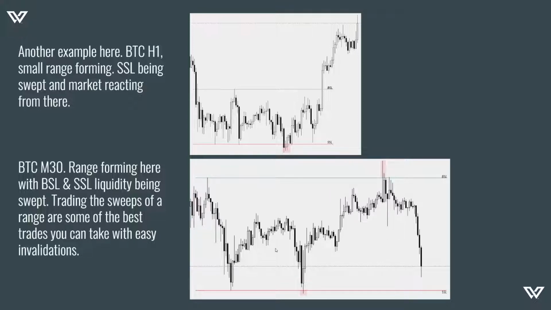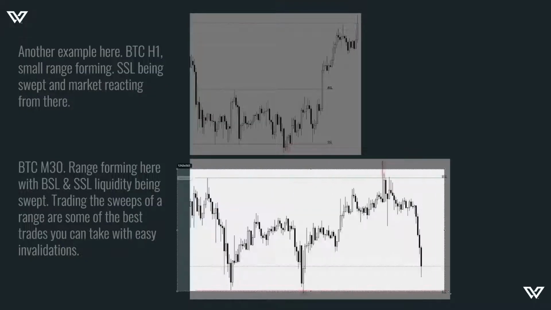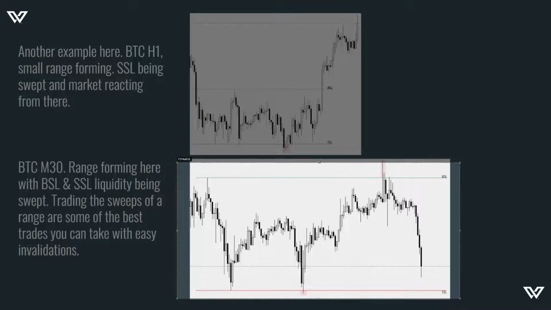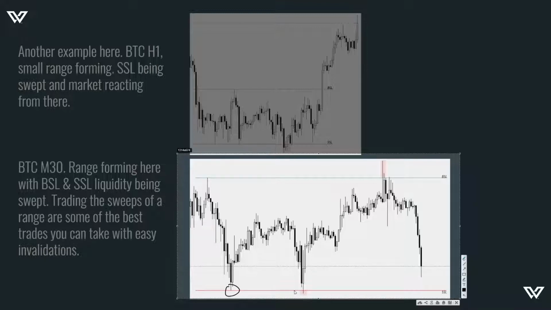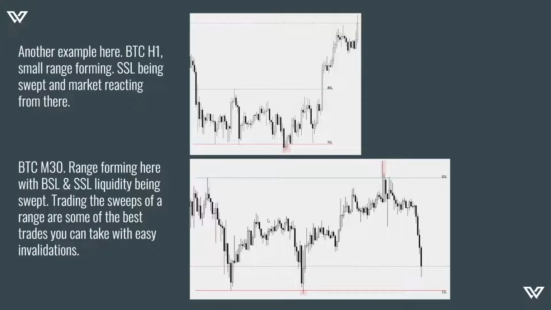Bitcoin M30 chart, range forming here with buy side liquidity and sell side liquidity being swept. Trading the sweeps of the range are some of the best trades you can take, with easy invalidation. Range lows sweeps, range highs sweeps, trends the other way. And then what you want to do is try and tie these sweeps in with reversal setups that we have talked about a lot.